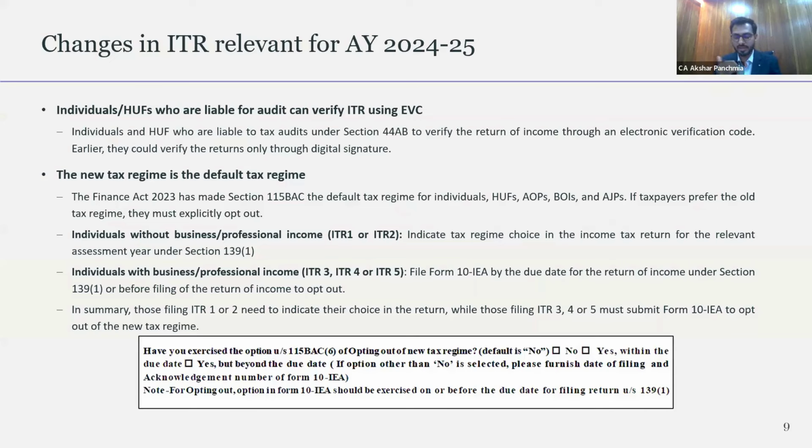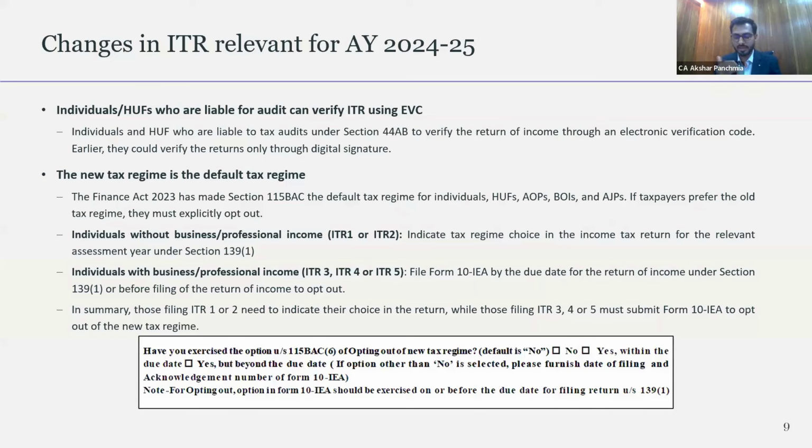Moving on to the next one, furnishing of due date for filing of return. This is a new line item which otherwise was not available earlier. What this does is it asks you to tell the income tax department what is the due date of filing of return of income according to you for the category of assessee that you are.